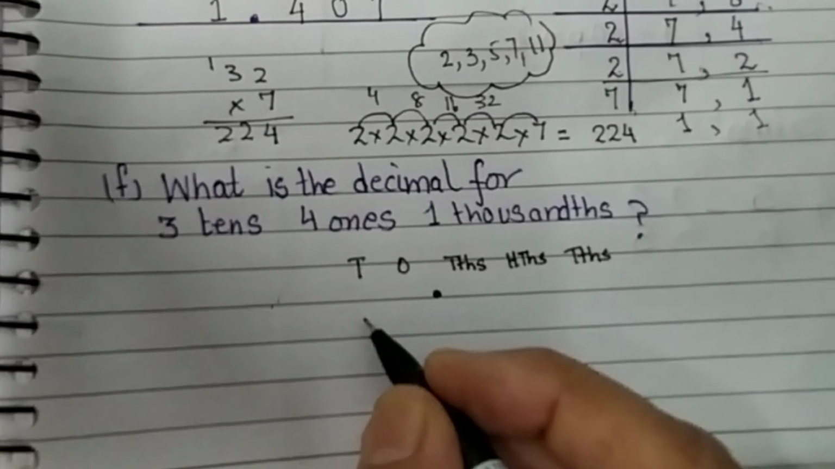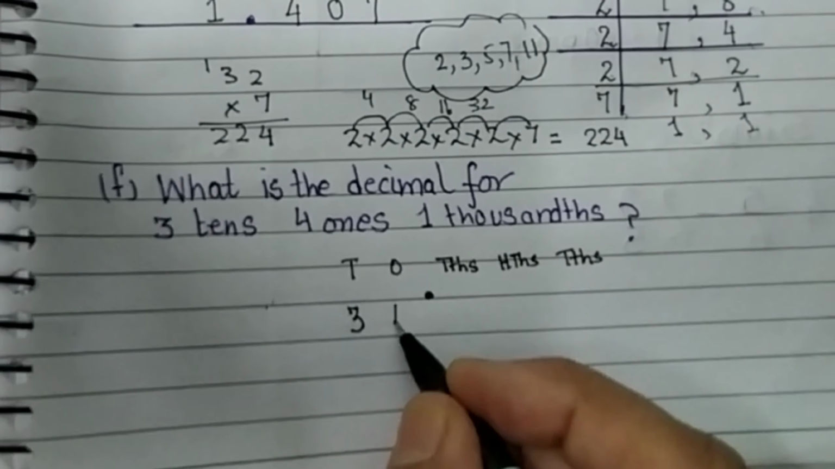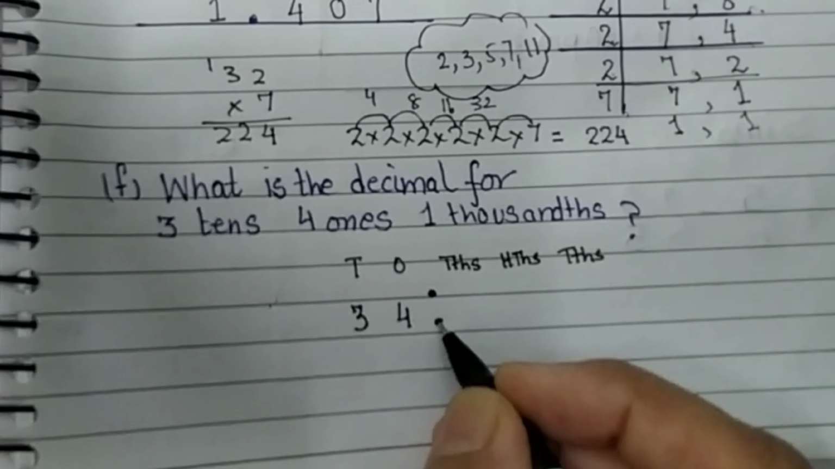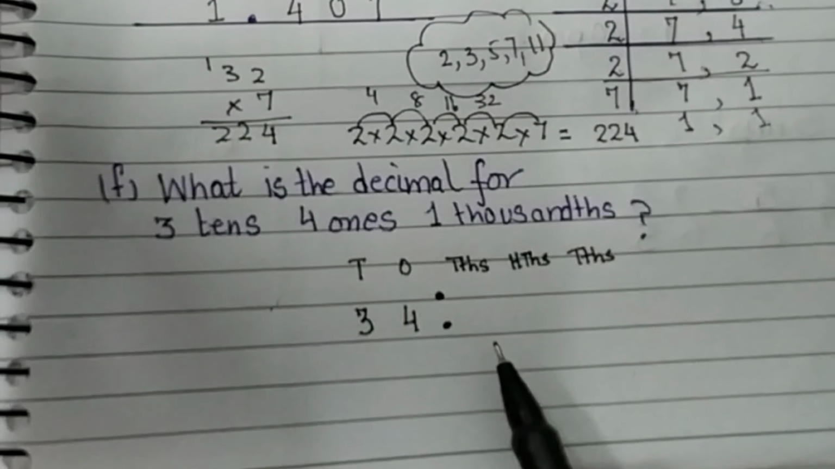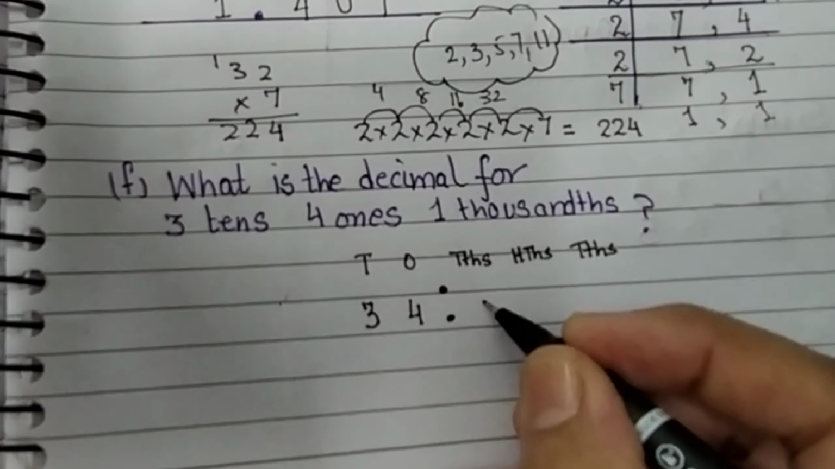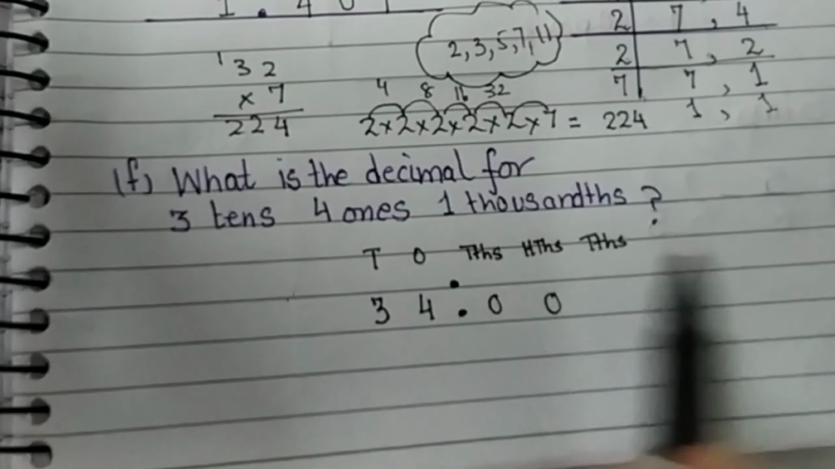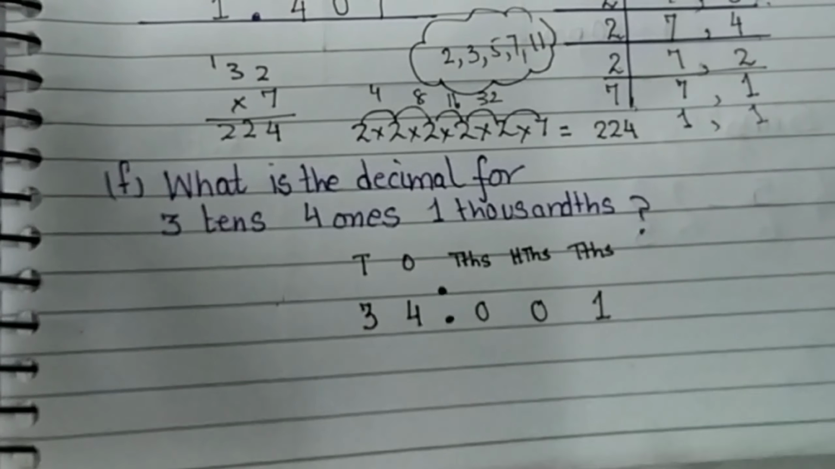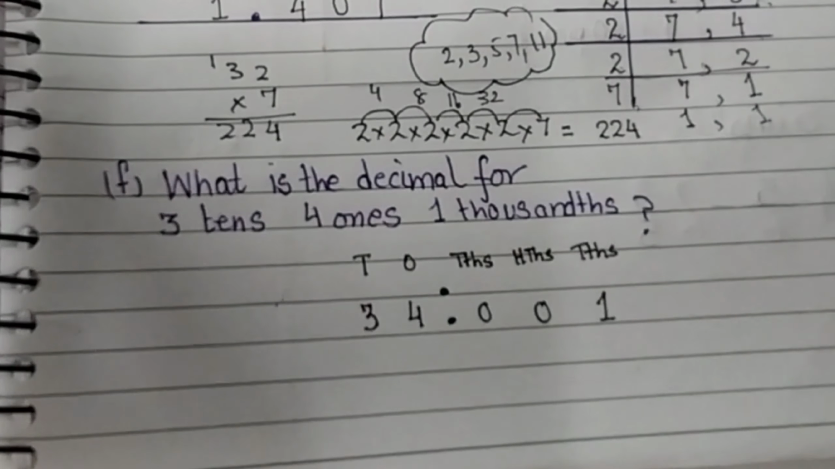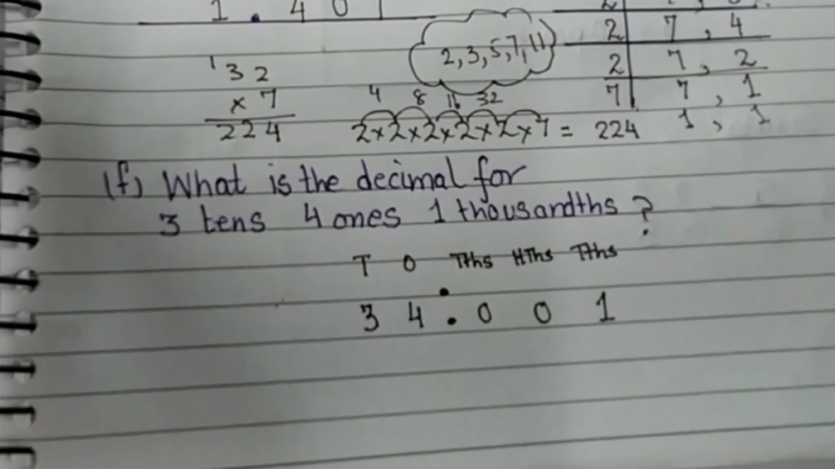Alright, so where should the 3 stand? The 3 should stand in the tens column. 4 should stand in the ones column. Decimal point. Do we have any tenths or hundredths? No, we don't have any. So we are just going to put 2 zeros straight away. But we have a thousandth here, so we're going to write down 1 here. Hope I am explaining it to you in an easy way. I hope you have all understood.